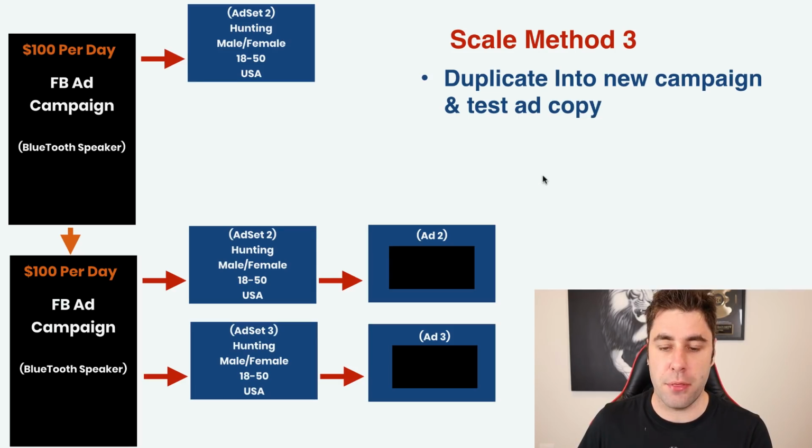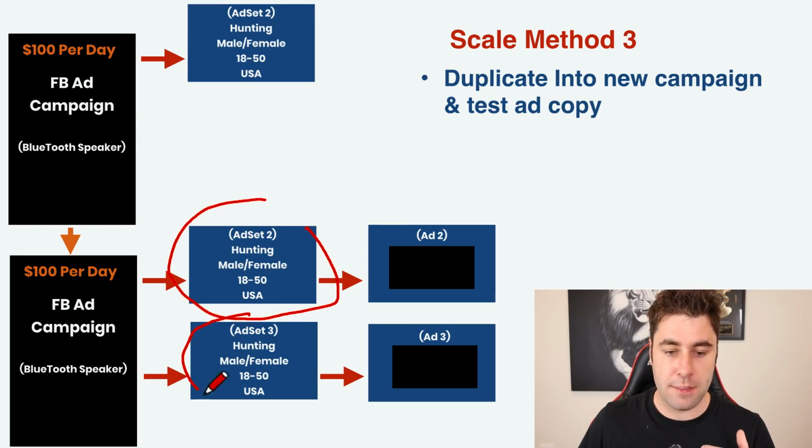Now, method number 3 is kind of a stage 2 to method number 2. Let's say that you have an ad set that's making you some money. Facebook's optimized it for this ad set and you've duplicated it into your campaign. And you've duplicated another ad set. Well, you can actually duplicate the exact same ad set into another ad set that's exactly the same and start to test different variations of ad.